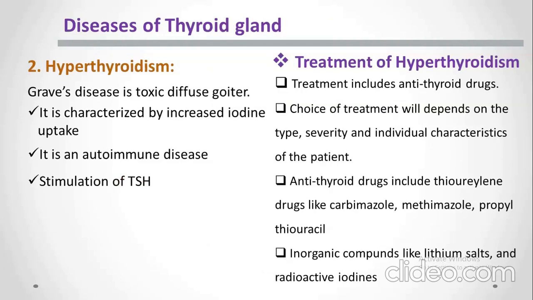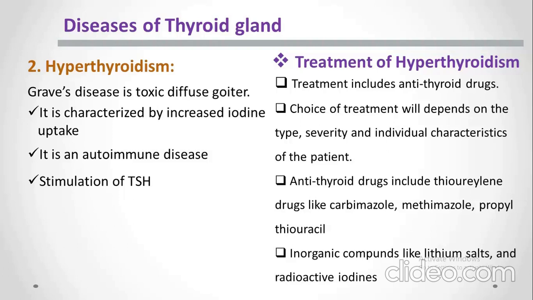Next one is hyperthyroidism. Graves' disease is a toxic diffuse goiter which is called hyperthyroidism. It is characterized by increased iodine uptake. It is an autoimmune disease, with stimulation by TSH, that is thyroid stimulating hormone. So treatment in hyperthyroidism involves the use of anti-thyroid drugs. The choice of treatment will depend on the type, severity and individual characteristics of the patient.